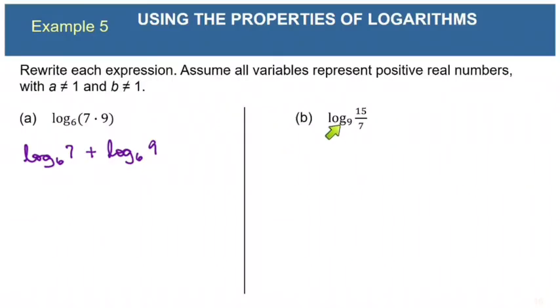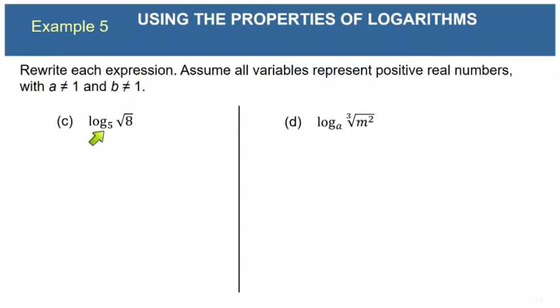And let's do the same thing on part B. We have log base 9 of 15 over 7. So let's expand this into two terms. We'll have log base 9 of 15 minus log base 9 of 7. And the second term is subtracted because the 7 was in the denominator.